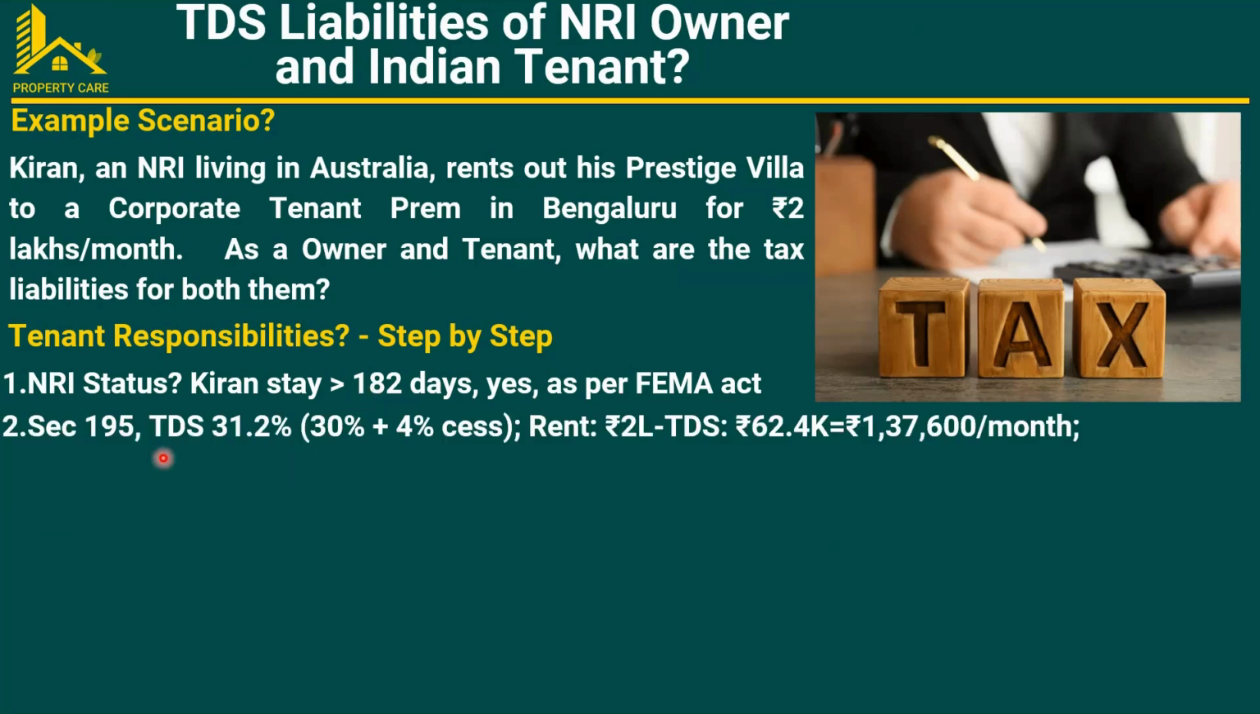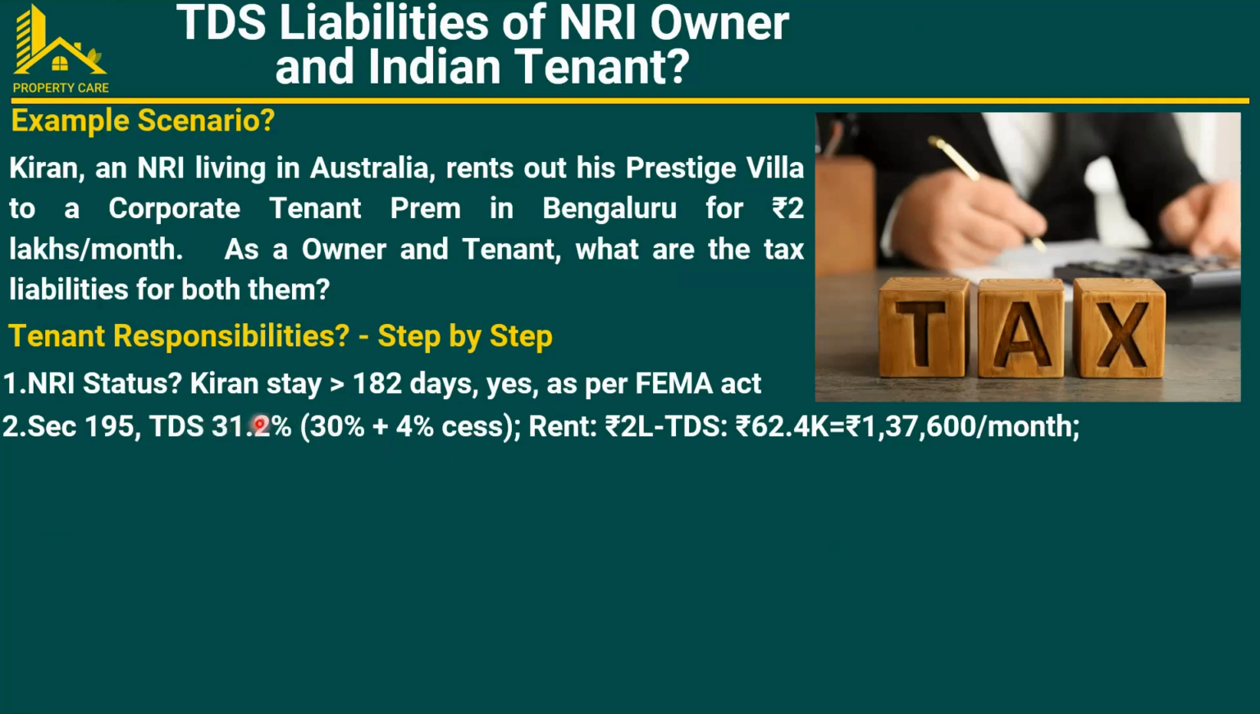According to the section, TDS has to be deducted at 31.2%. Whatever the rent, even if it is 10,000 rent, according to the law the tenant has to deduct that much tax and pay the balance to the owner. TDS, tax deducted at source, is not actually a tax. We are deducting from the source and paying to the income tax department, and the owner has to file a return and claim this back. So that is the process.